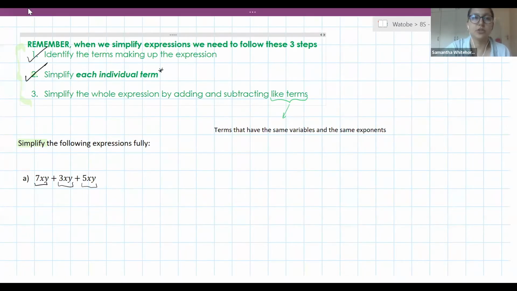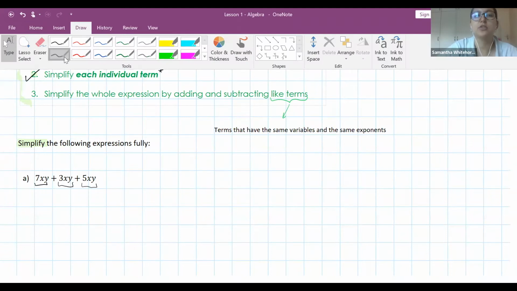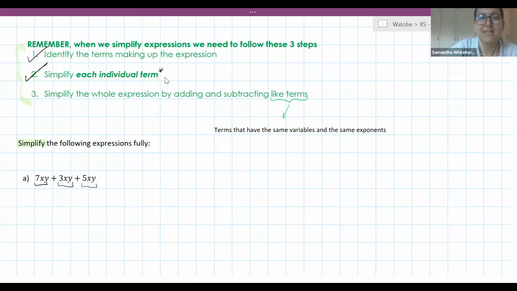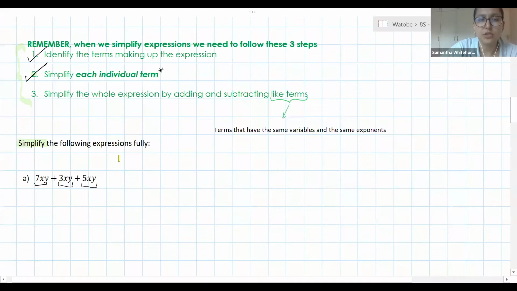Okay, good, Theo. So our like terms that we have here are the terms that contain X and Y. Now that's actually all of those. So remember, it's the same variables with the same exponents. The exponents here we don't have to stress too much about because they're all exponents of 1. But all of these terms have the variables X, Y. They're all exactly the same. And so that means that all of these terms are like terms.